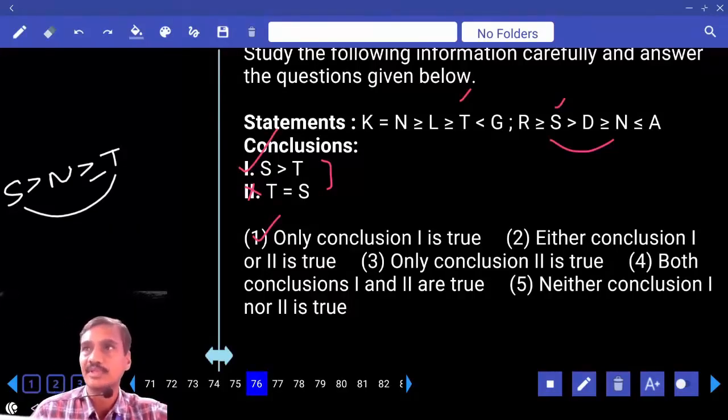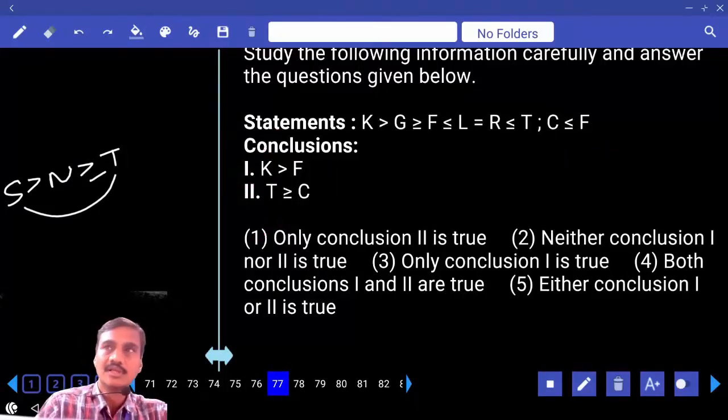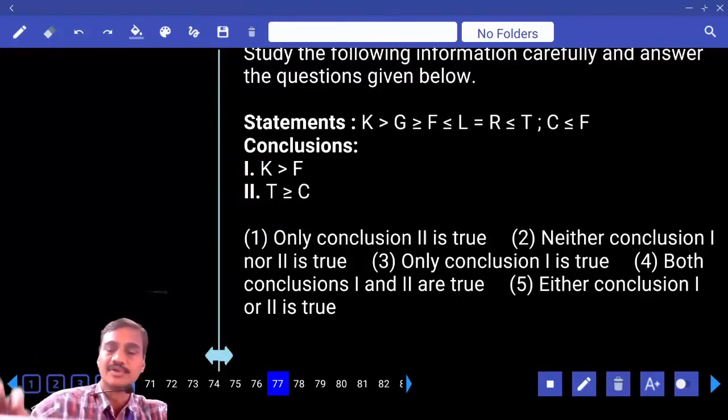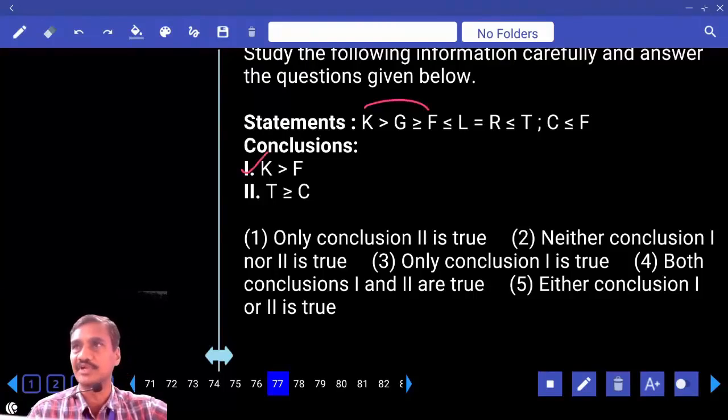Then coming to the next one, question number 77. Now in this 77, the relation between K and F. Now K is here, F is here. Between these two, tell me which symbol is common? Greater than. Hence K greater than F is definitely true.